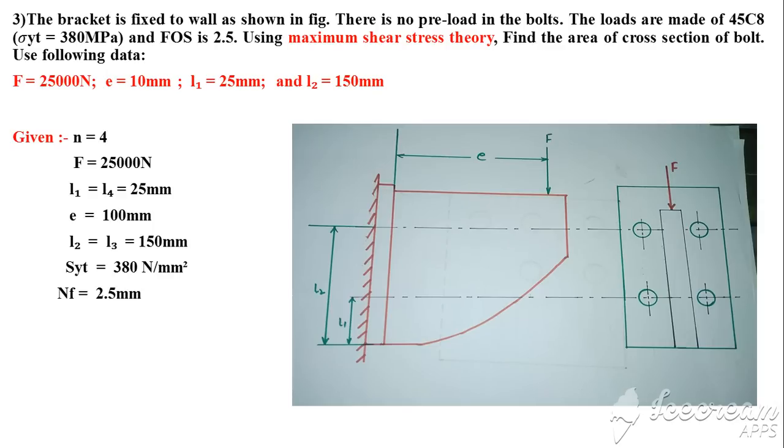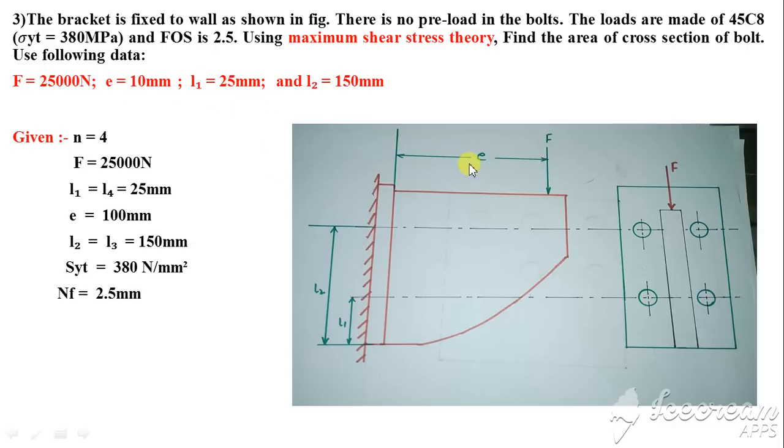The bracket is fixed to this wall, and the material for the bolt system is sigma YT 380 megapascal. Factor of safety is 2.5. An additional thing in this third numerical is that we need to use the maximum shear stress theory, and we need to find out the cross section of the bolt. That means we need to design the size of the bolt. F here, as it is clearly mentioned, is equivalent to the W in all previous numericals. So that is again equivalent to capital W. Same, we are just using another notation.